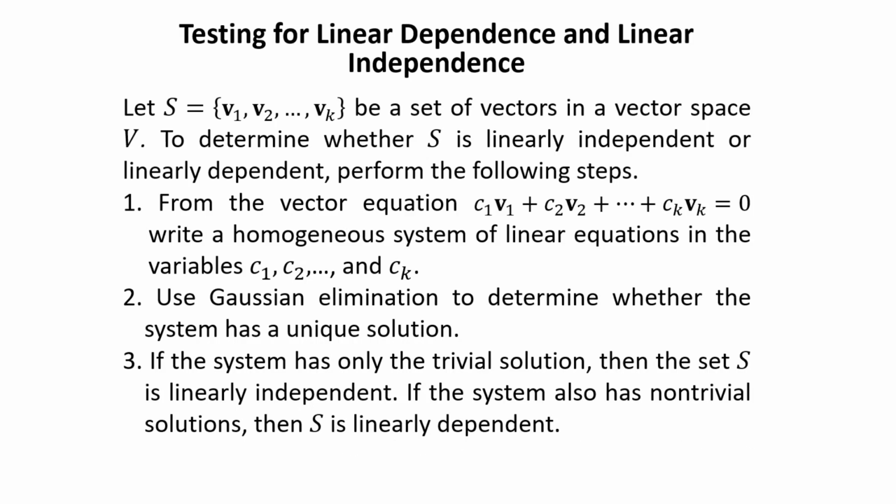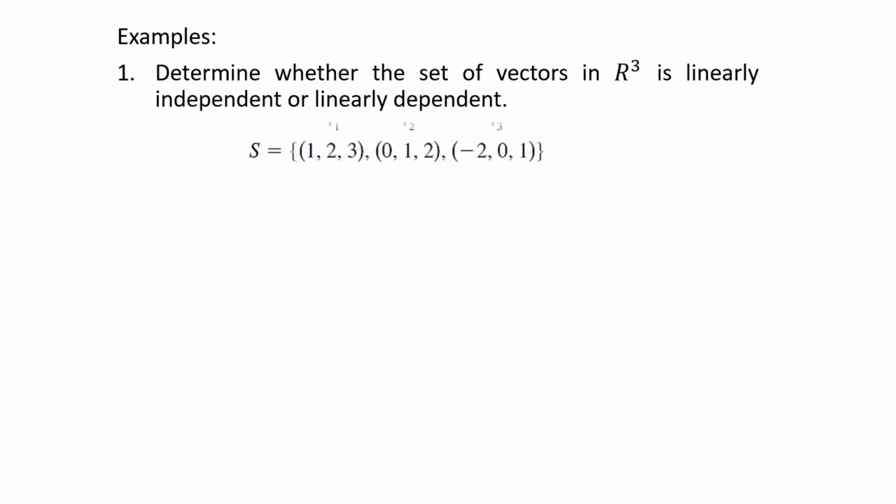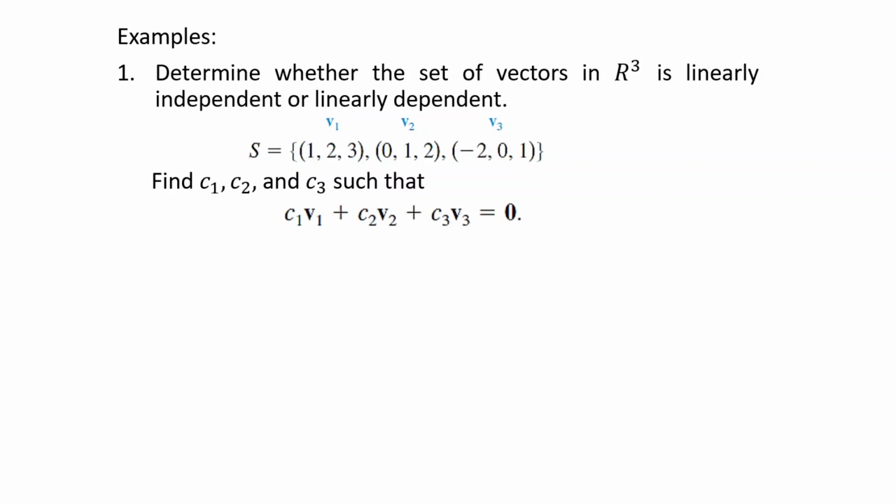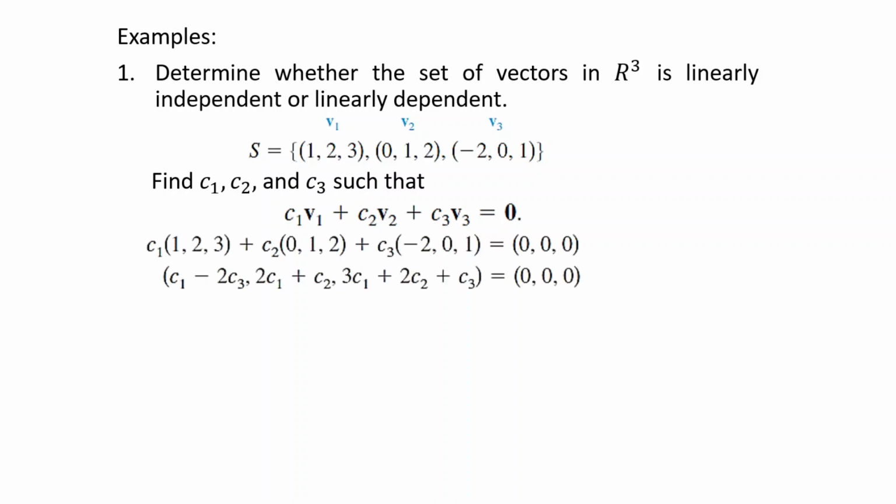To illustrate this, we will do the following examples. First, determine whether the set of vectors in R3, so we have the set S, is linearly independent or linearly dependent. To do this, we need to find scalars c sub 1, c sub 2, and c sub 3 such that we have that. We substitute the vectors v sub 1, v sub 2, and v sub 3, multiply by these scalars, and add the corresponding components. So we have this equal to 0, 0, 0.